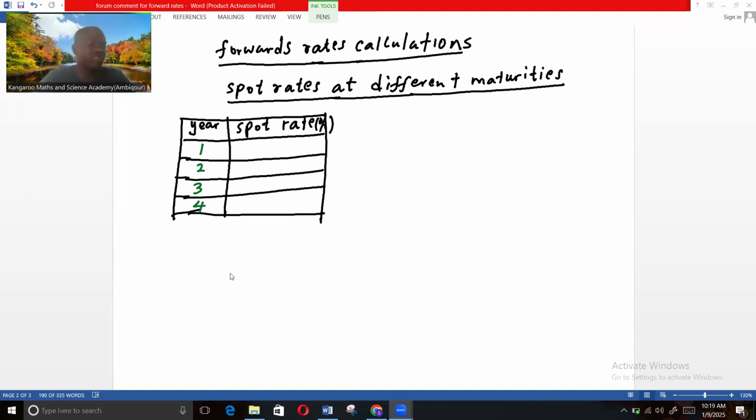Ladies and gentlemen, I just want to take you through the forward rates, or the forward interest rate calculation. I'm not going to go deep into it, but I just wanted to show you how to calculate the forward rates when you are given spot rates at different maturities.